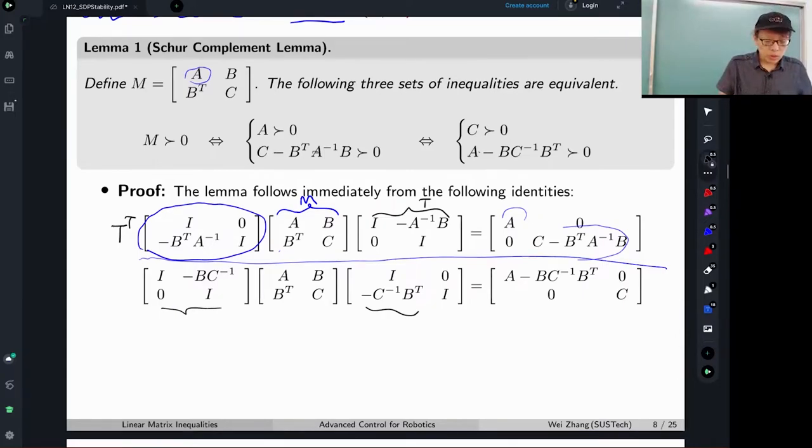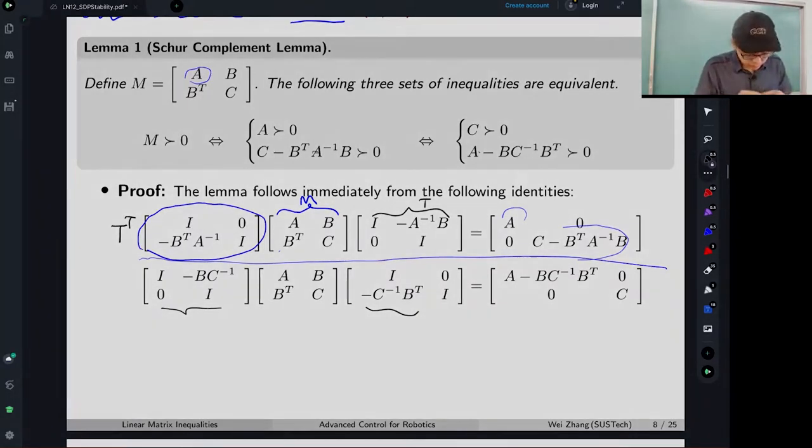All right, I'm going to show you how you can use this to recognize more complicated linear matrix inequalities. Okay, let's take a break.